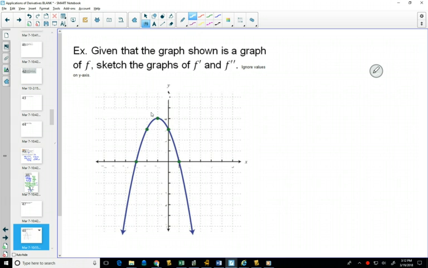Well, if I'm doing the derivative, one thing that I know is at that maximum, it's going to be 0. So I'm going to draw my graph of f prime in green, and I know that at this maximum, I'm going to have that point.